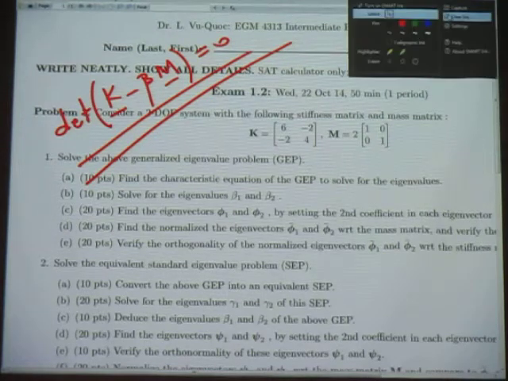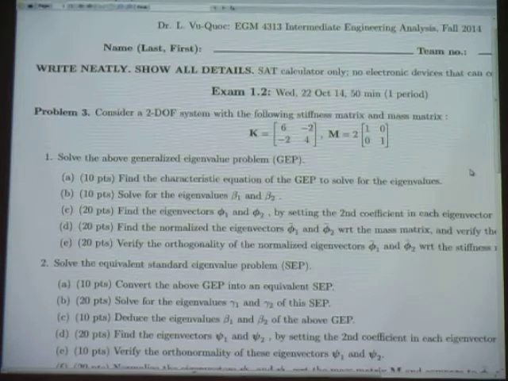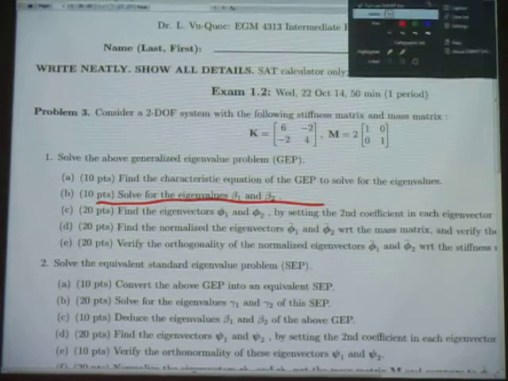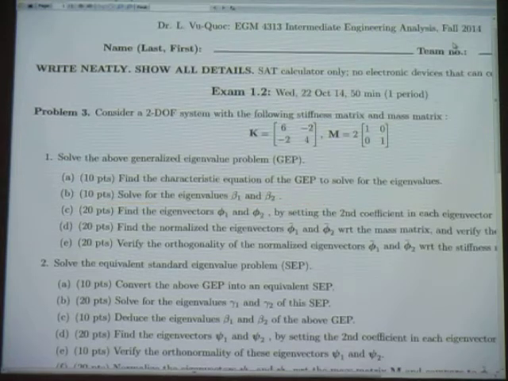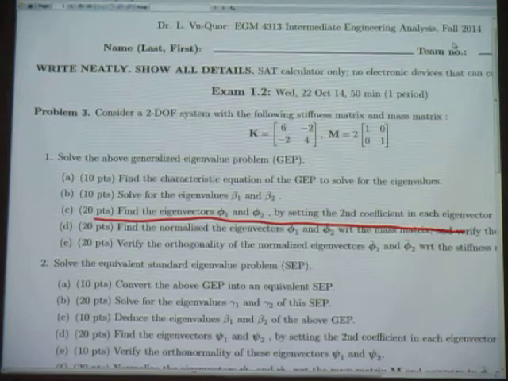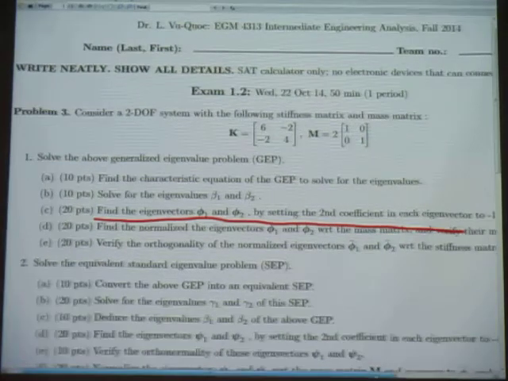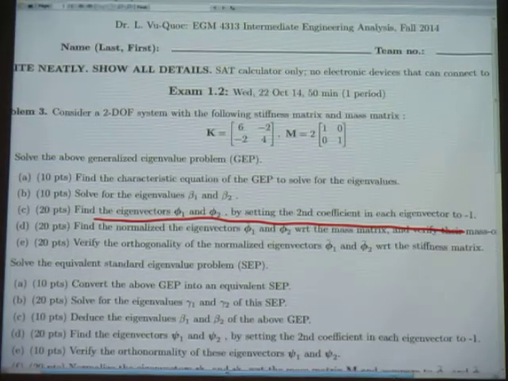Second question. Solve for the eigenvalues. Well, this is just solving the quadratic equation. No big deal. Next question. Find the eigenvectors. I even give you a hint. And this time, I ask you to set the second coefficient to -1. Okay?